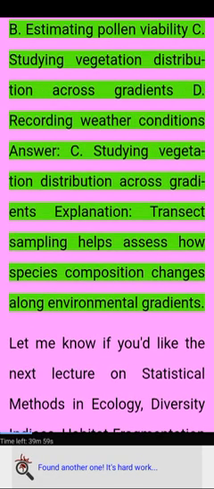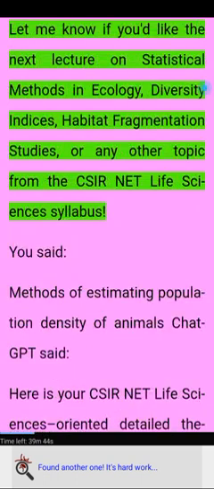B. Estimating pollen viability. C. Studying vegetation distribution across gradients. C. Recording weather conditions. Answer: C. Studying vegetation distribution across gradients. Explanation: Transect sampling helps assess how species composition changes along environmental gradients.